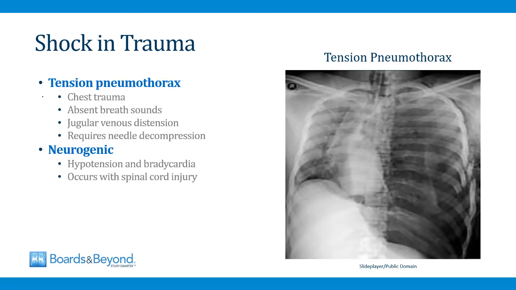Trauma patients can also develop shock from a tension pneumothorax, which I talk about in detail in videos in the pulmonary section. This occurs after chest trauma when there's a hole in the lung that allows air into the pleural space. In a tension pneumothorax, the pressure in the pleural space gets so high that it impairs venous return to the heart. That causes low cardiac output. So patients with a tension pneumothorax will have absent breath sounds over the area of the lung where there's a pneumothorax.